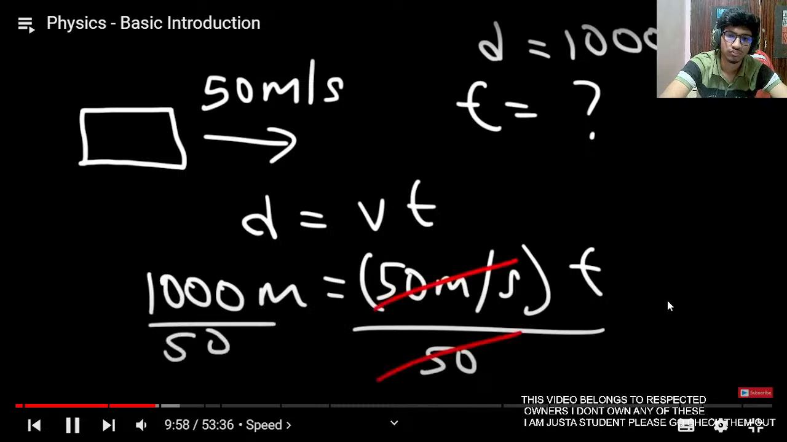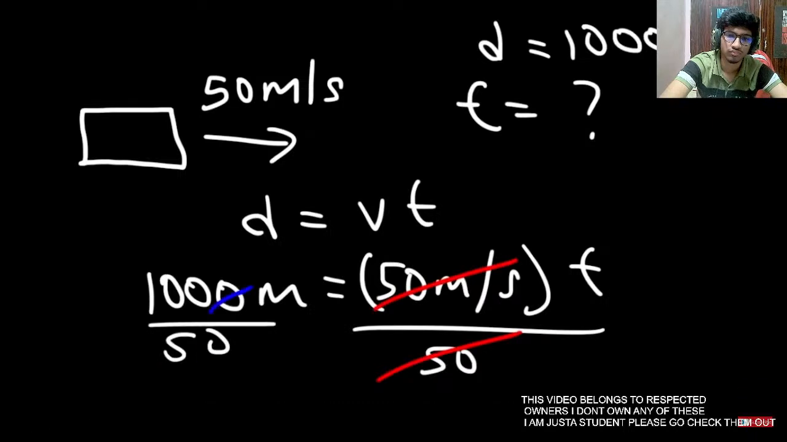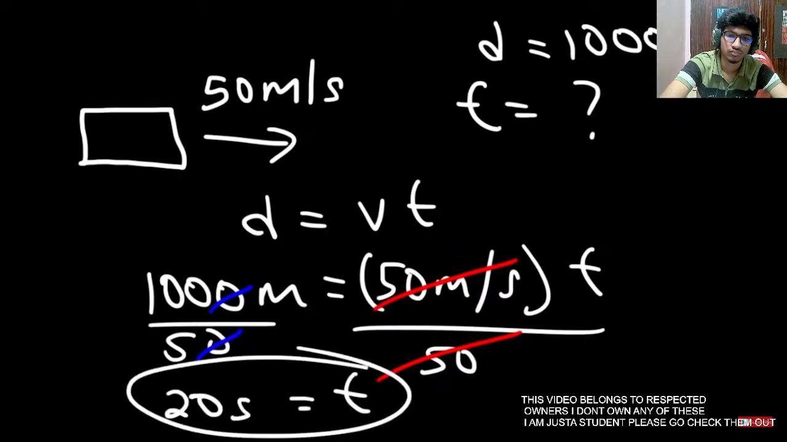And so it's going to be 1,000 divided by 50. If we cancel a 0, that's 100 divided by 5, which is 20. So it's going to take 20 seconds for this object to travel a distance of 1,000 meters.